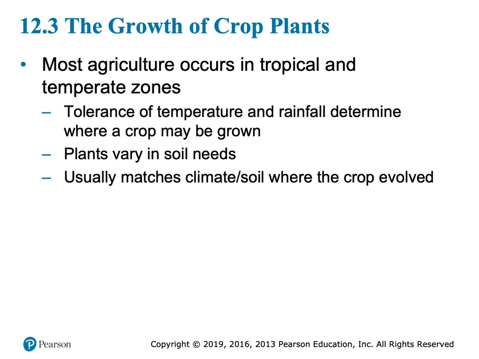Most agriculture takes place in the tropical and temperate climate zones. This is another blank for you. The tolerance of temperature and rainfall determine where a crop may be grown. Plants vary in soil needs, and it usually matches the climate and soil where the crop evolved or initially came from. So it makes sense that most plants would grow in tropical and temperate zones.